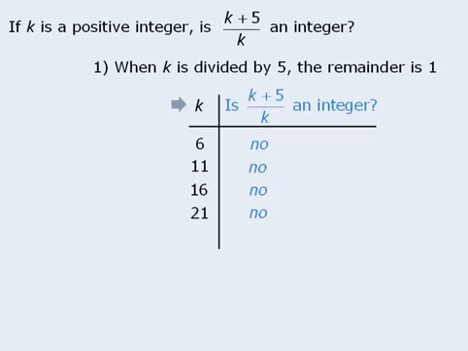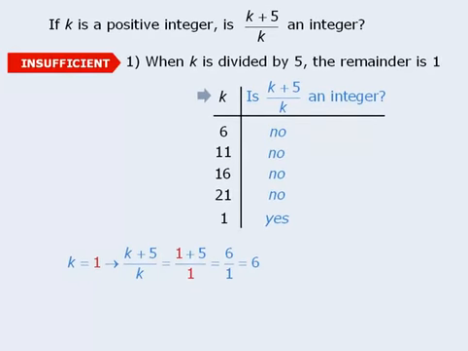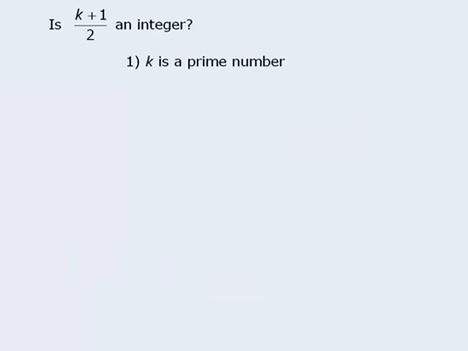Unfortunately, we are forgetting an important value for k. If k divided by 5 gives us a remainder of 1, then k could also equal 1, since 1 divided by 5 is equal to 0 with a remainder of 1. Now if k equals 1, then k plus 5 over k simplifies to be 6, and 6 is an integer. So when k equals 1, the answer to our target question is yes. So now that we have two conflicting answers to the target question, we can be certain that statement 1 is insufficient. Here's one last example.